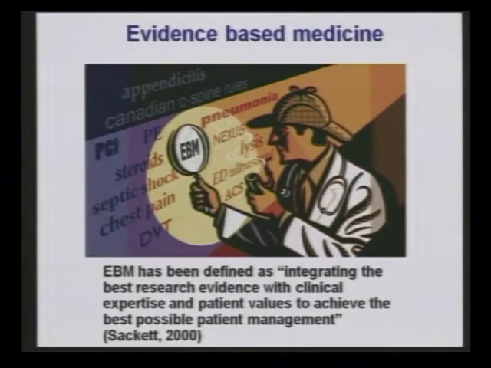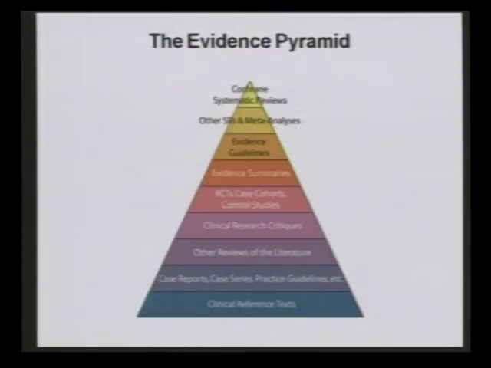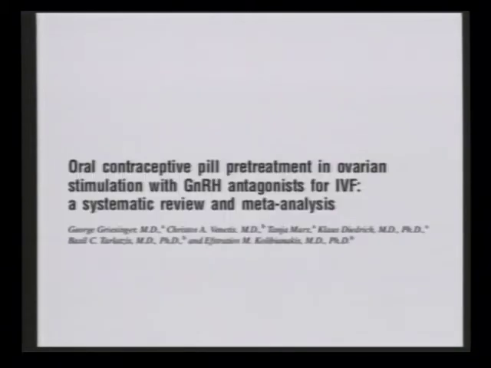So nowadays, in the era of evidence-based medicine, you can't make a conclusion based upon one or two cycles. In order to make such a conclusion, we have the evidence pyramid, in which you should look into prospective studies, or if you don't have these studies, you should look into the meta-analyses which have been performed on this subject.